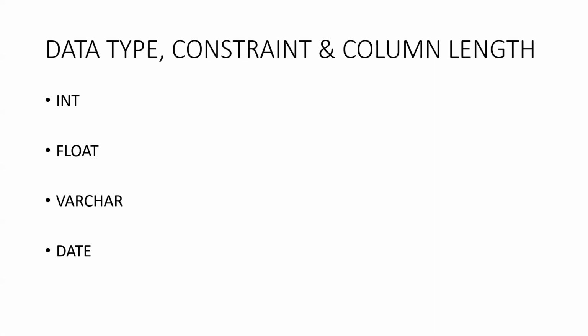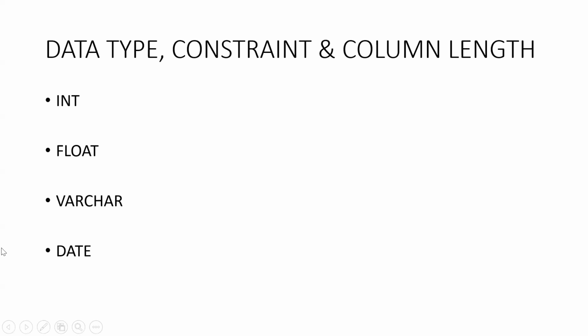Maybe it should be numerical in nature, so the data type can be integer, so int. Maybe it's floating point, some decimal type of data, so we can declare the particular column as float. If the particular column's data is string data, that should be called varchar. If the data is of date data type, meaning it should take only date kind of format, then we can use the date data type. Those are different data types.